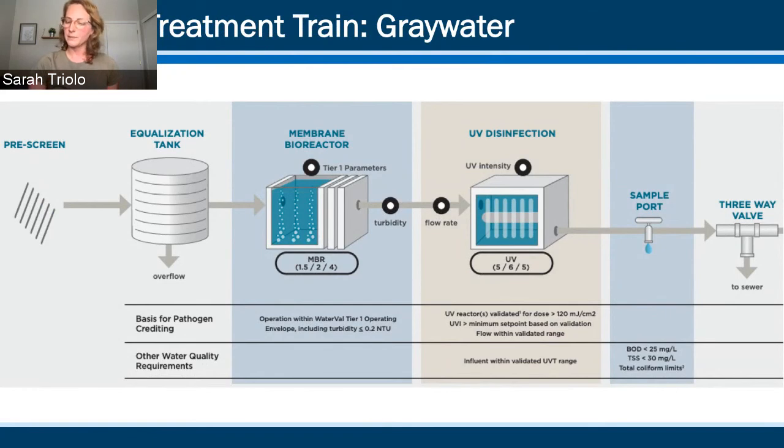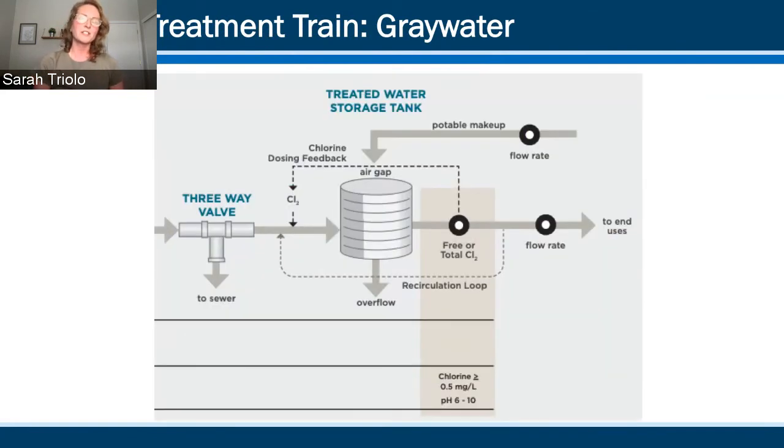I had to break this up into two because it's very widespread. So then what I'm showing on the end here is the continuation after that three-way valve. So this is the treated water storage tank where the water is getting chlorinated, and this is not for pathogen credit. It's really just for secondary disinfection to maintain a chlorine residual in your distribution system, which is also very important. And you have your potable makeup water connecting here via an air gap as your backup supply.